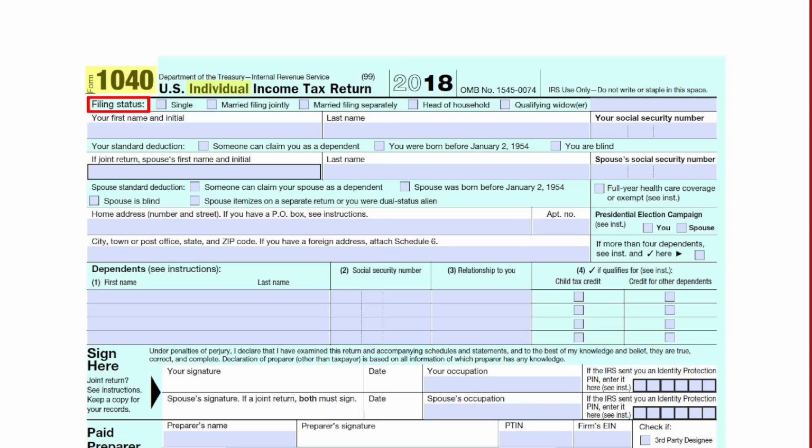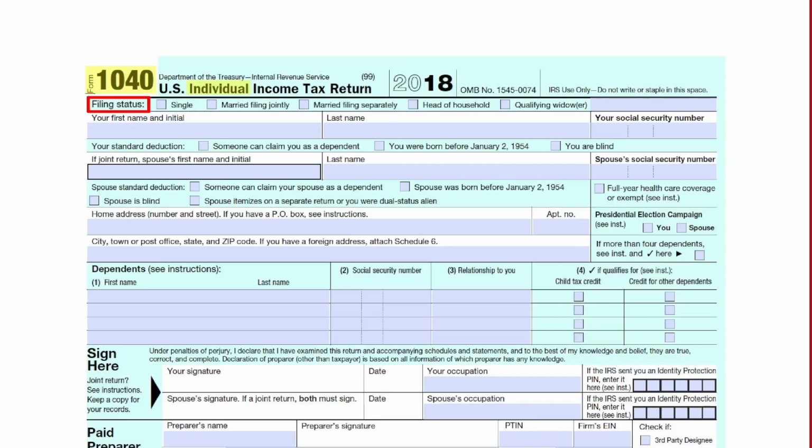Now, we'll spend a lot of time on filing status in a little bit. But for now, let's move on with our Form 1040. So on this form, you see the name and initial of the individual, last name, and the individual's social security number. If it's a joint return, that means the husband and the wife filing one return, then you also have the spouse's first name, last name, and social security number. You've got the home address, city, town, post office, state, all of that.